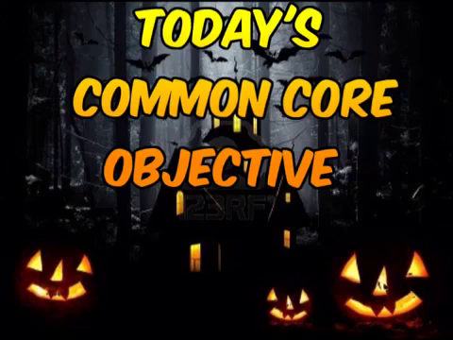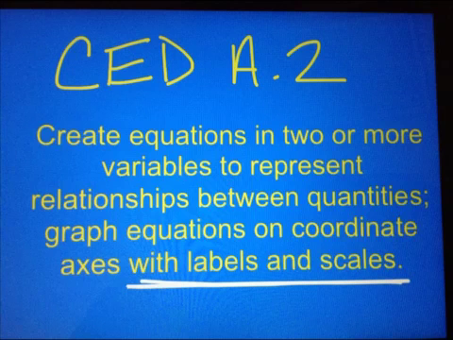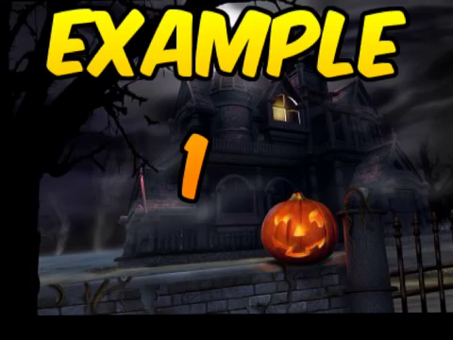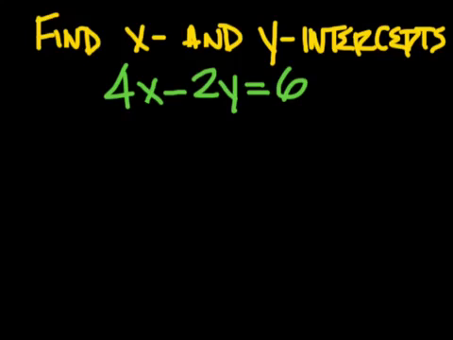Here is the Common Core objective for today. It's the same as yesterday. We're going to be looking at labels and scales as well as x-intercept and y-intercept simultaneously. Here's example 1. Find the x and y-intercepts for 4x minus 2y equals 6.